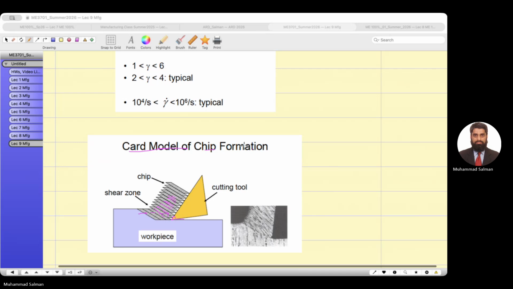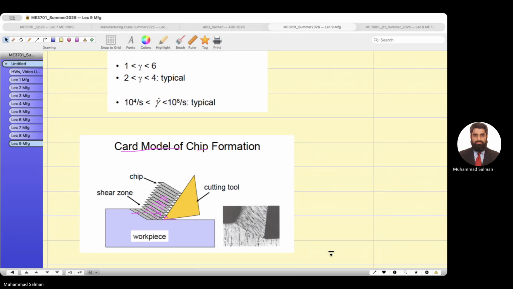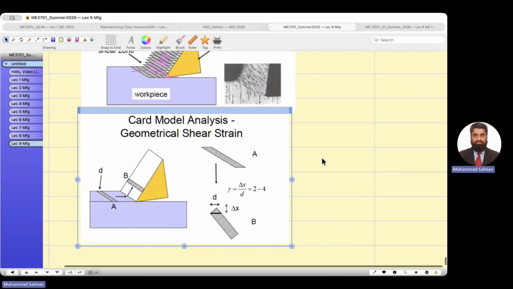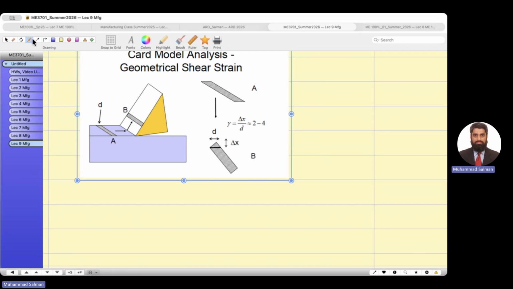So the card model, and this is the perpendicular distance, which is this dimension, and the width. So the perpendicular distance is d, and the vertical distance is x. So it's about 2 to 4 magnitudes. So we have done the analysis. Now let's do one problem.